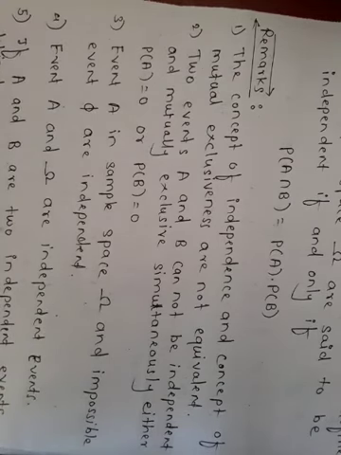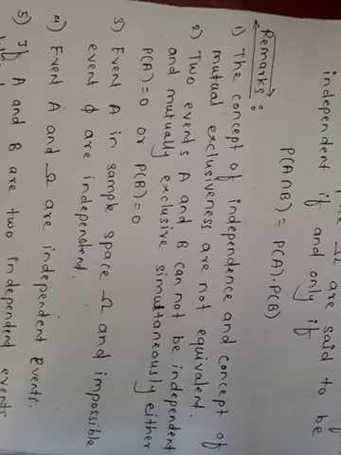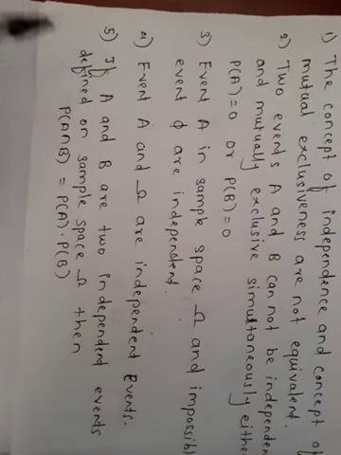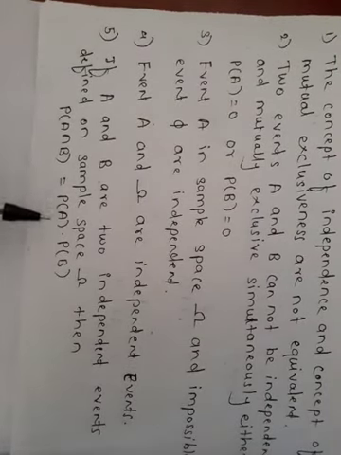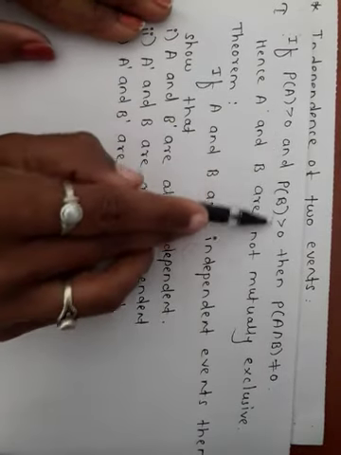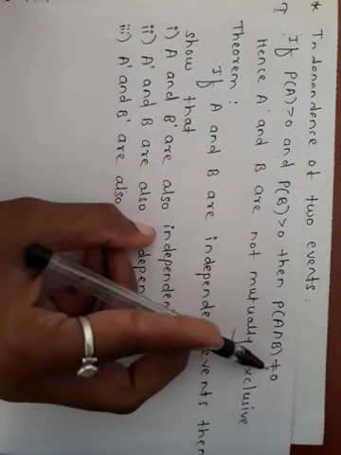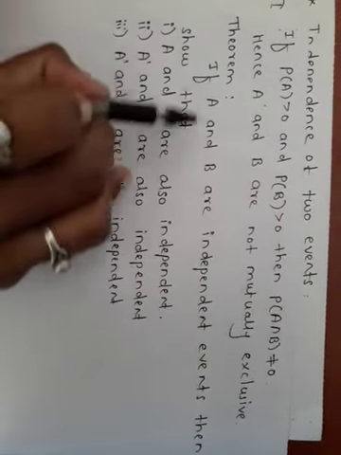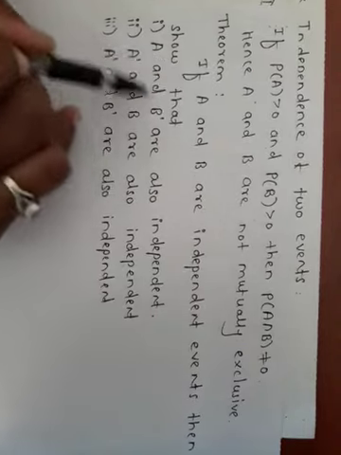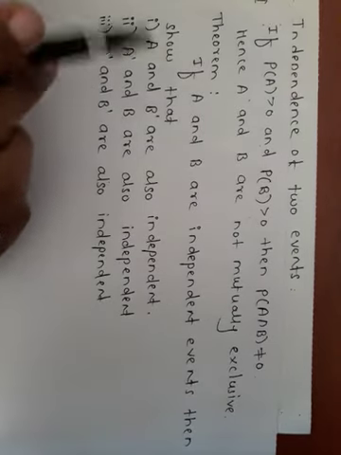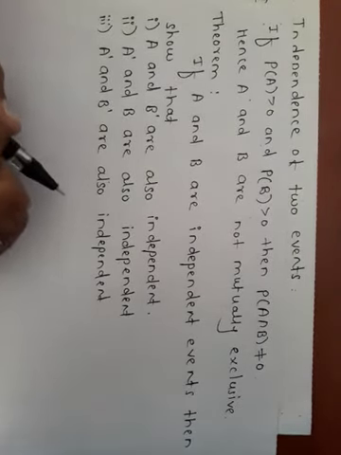Fifth, if A and B are two independent events defined on sample space S, then P of A intersection B is equal to P of A into P of B. Then if P of A is greater than 0 and P of B is greater than 0, then P of A intersection B is not equal to phi. Hence A and B are not mutually exclusive. Next is the theorem. If A and B are independent events, then show that A and B complement are also independent, A complement and B are also independent, and A complement and B complement are also independent.